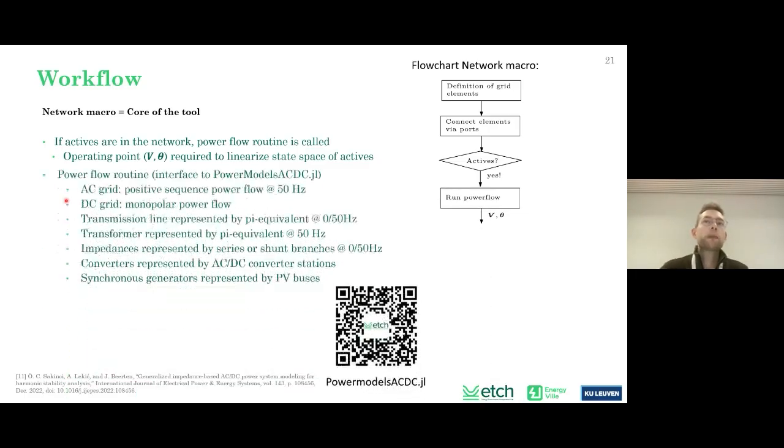So we run first the power flow to get our angles and our voltages, and for that we are relying on the Julia package PowerImpedanceACDC.jl. If you're interested, you can scan the QR code here. So we code the internal interface to this tool to solve the power flow of our AC/DC grid. For the AC grid, we are doing a positive sequence power flow. For the DC grid, it's a monopolar power flow representation.